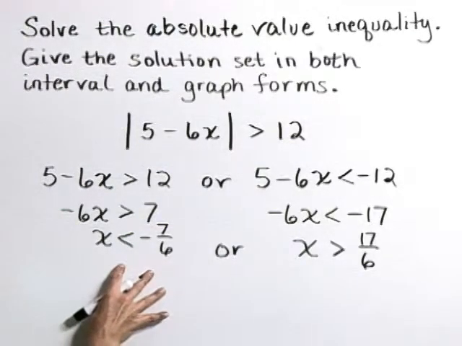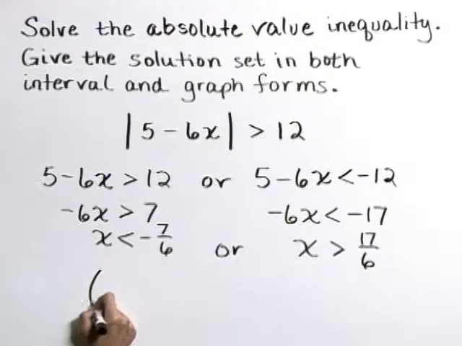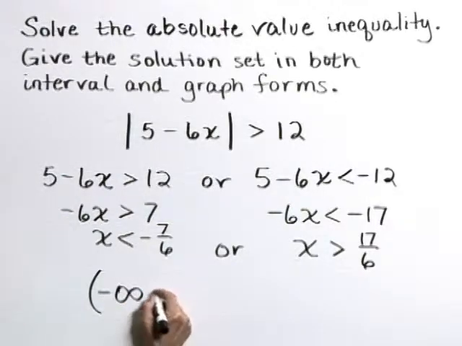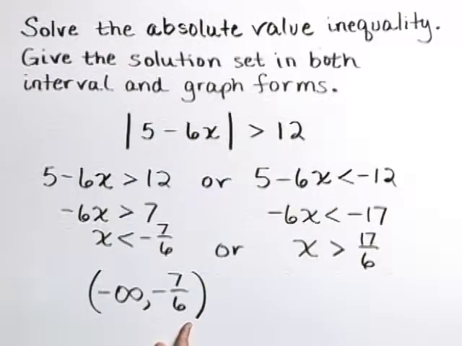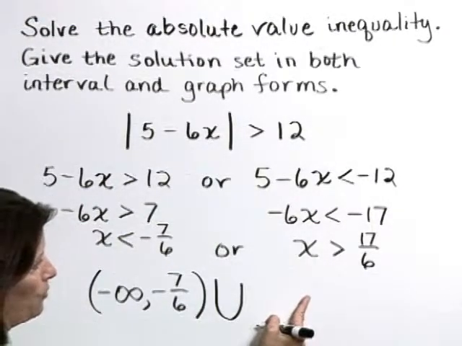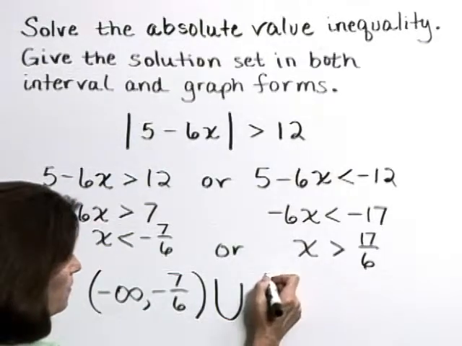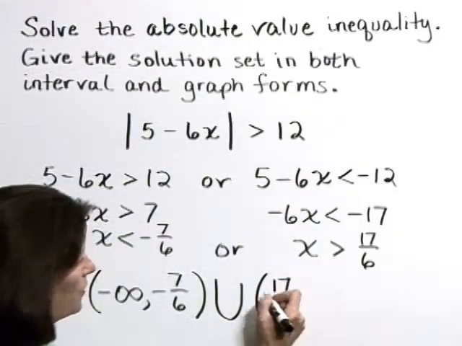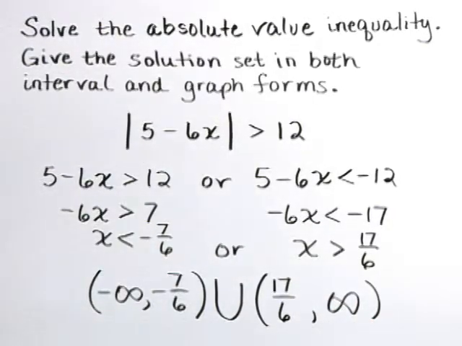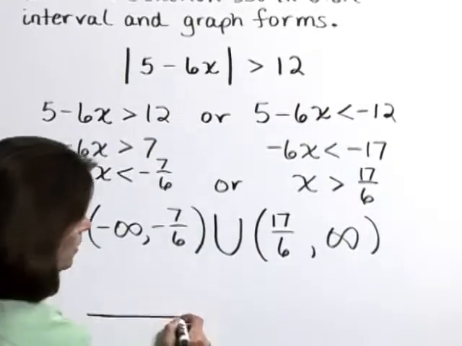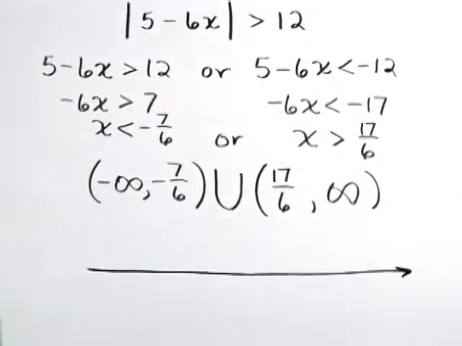Let's write our answer in interval notation as, with our first grouping, all values from negative infinity up to negative 7/6, not included, as indicated by the parenthesis, or we can use the union symbol for that word. With our second group, we're looking at values greater than 17/6, so from 17/6, not inclusive, up to, in the direction of, positive infinity. As a last step, we'll also graph our solution.